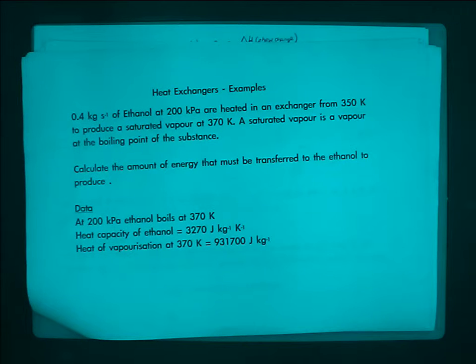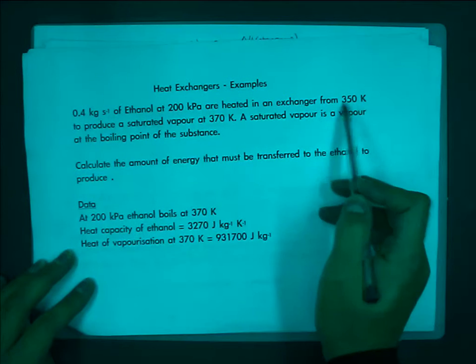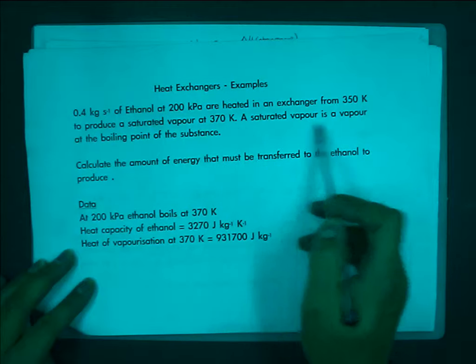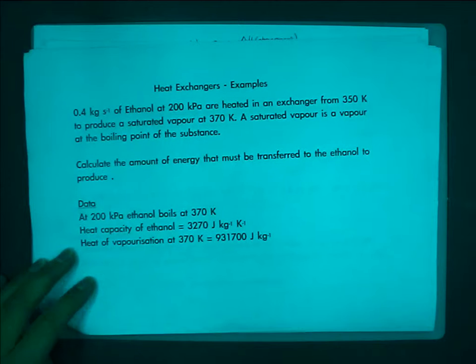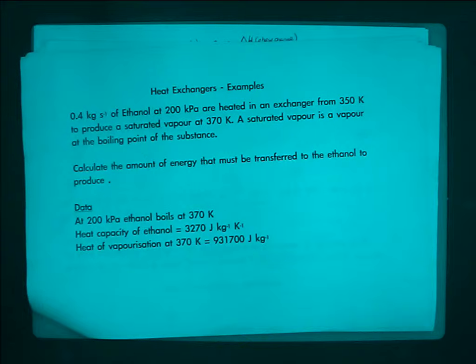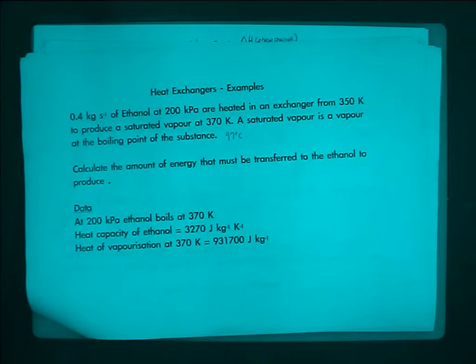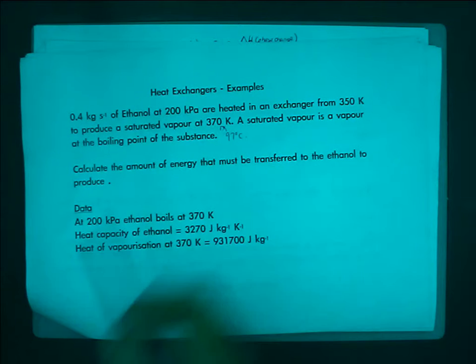I think it's around 97 degrees Celsius. So it will be basically that, no? It will be the boiling point of the ethanol. When a saturated vapor is produced, it is at the boiling point of the ethanol, 370 kelvins. Calculate the amount of energy that must be transferred to the ethanol to heat it and produce a vapor of ethanol at 370 and at this pressure. At 200 kilopascal, ethanol boils at 370, so that's one. The heat capacity of ethanol is this one, and the heat of vaporization of ethanol is that one.